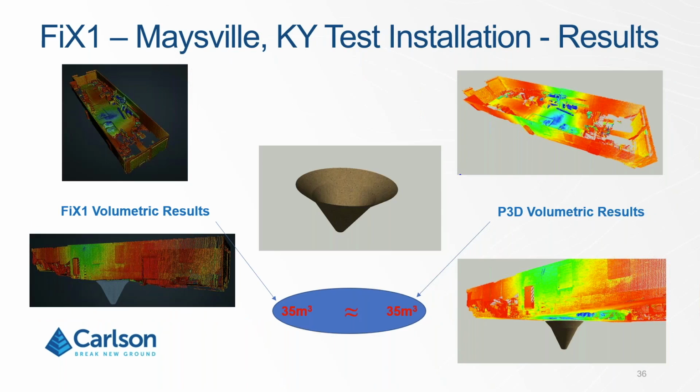Here's an example of our FiX1 installation in Maysville, which was our test installation results. This is at our corporate headquarters in Maysville, Kentucky. We had the FiX1 set up in the breezeway, sort of like a big garage, and we had it scan there, surveyed everything, created a volume underneath it, and compared, and the results came out pretty spot on, 35 cubic meters to 35 cubic meters.